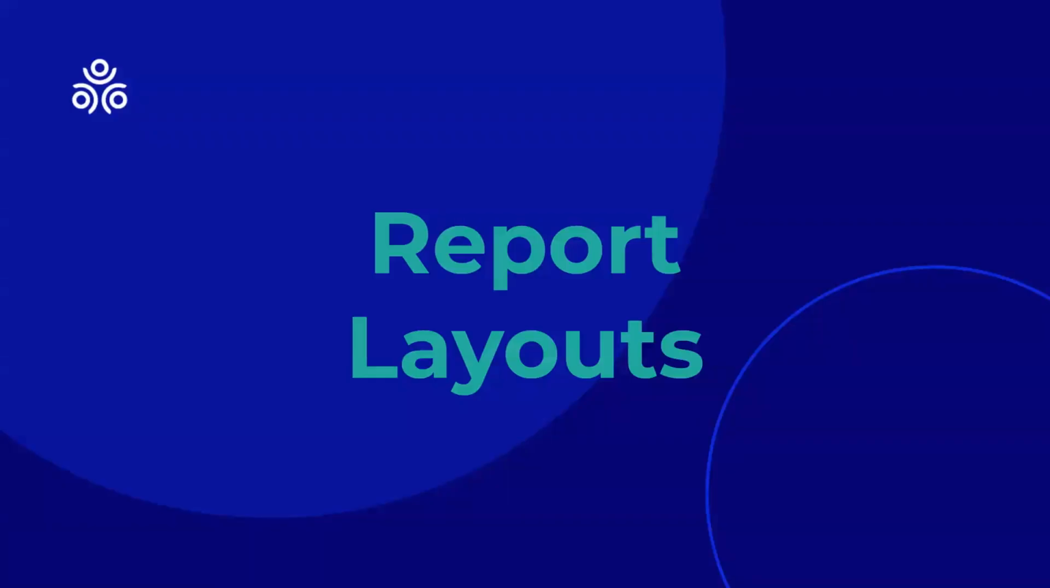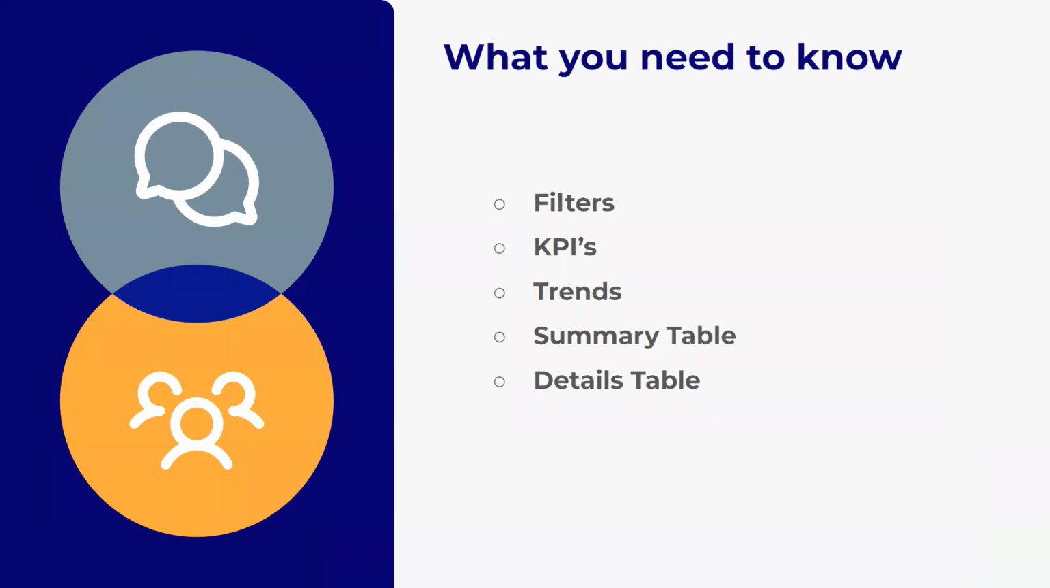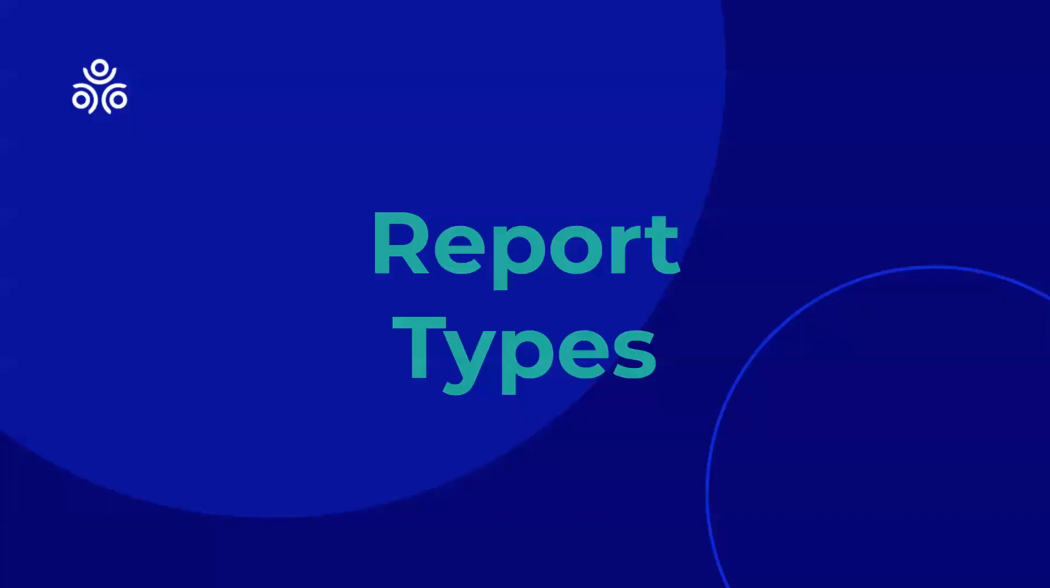So let's talk about the report layouts. No matter which report you've chosen to view, you'll see that they all have a clear, straightforward structure. These are the following parts of each one of the reports that we'll see together. We'll cover the filters at the top part of the screen, which you can use to filter the time frame or other different criteria. We'll have the KPI section, followed by trends and a summary table, and a details table as well.